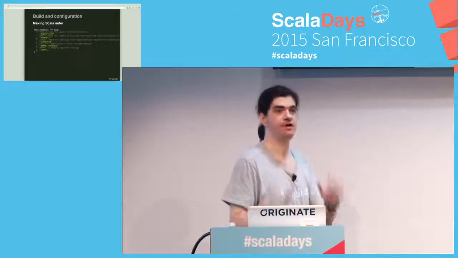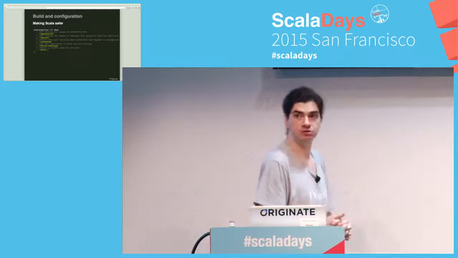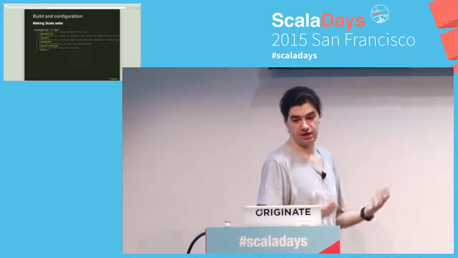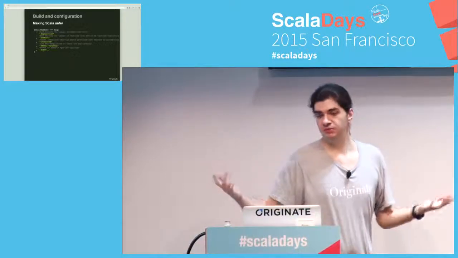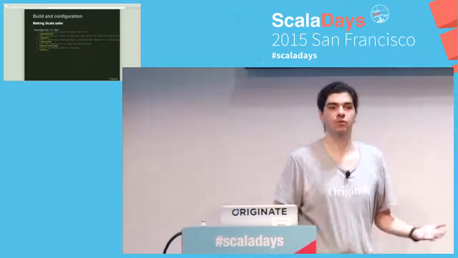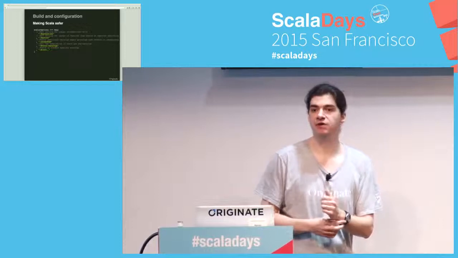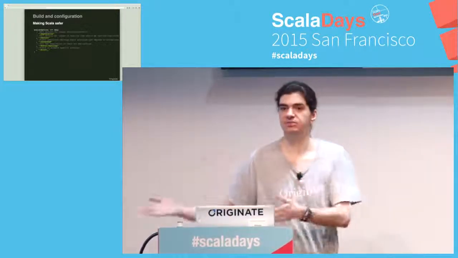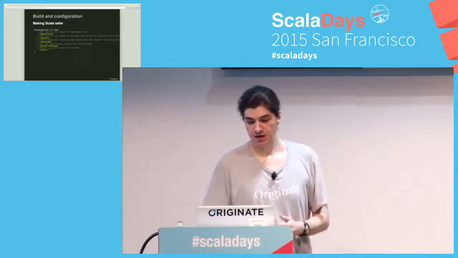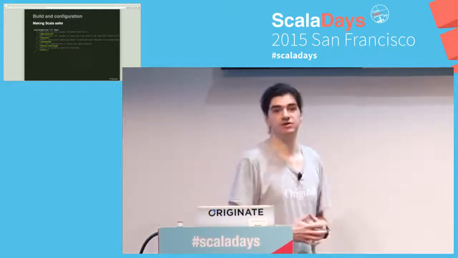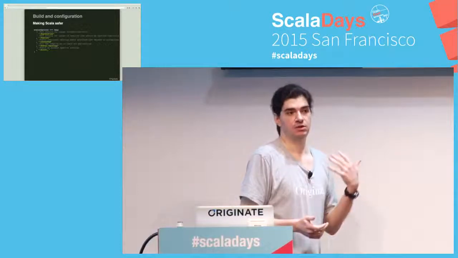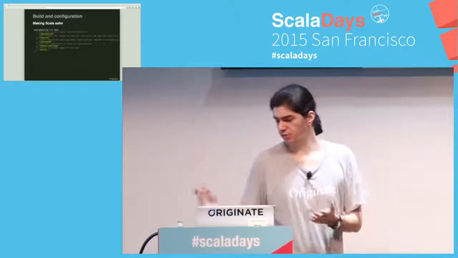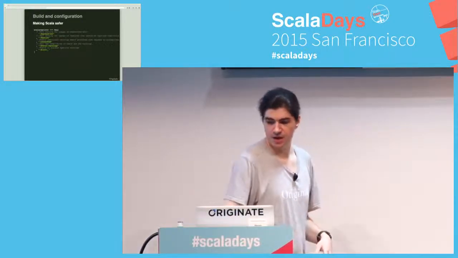The very bare minimal set of options that you should enable are deprecation, feature, unchecked, and the most important one, fatal warnings. So if there's a warning, you want the compilation to fail. You don't want to compile with warnings, so warnings actually become errors. And Xlint. Xlint is new in Scala 2.11. In Scala 2.10, it used to be called warnings all or something like that.